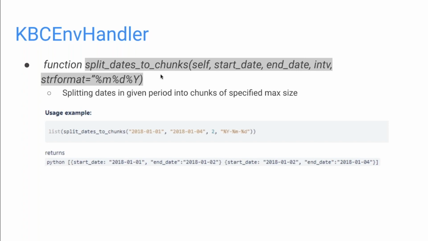Split dates to chunk. Okay, so we have an example over here where we define the start date, end date, interval, and then the format of the output. So here is the list of parameters we put, and then with that being run, this will be the output.